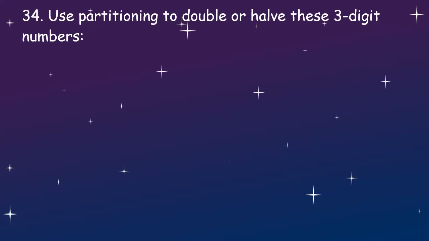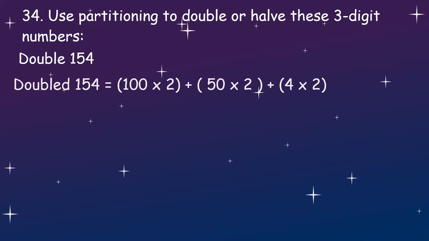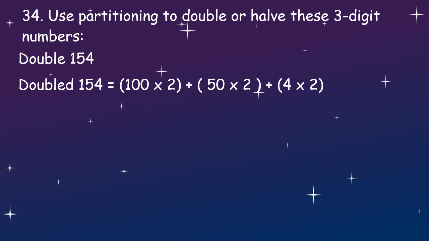Now let's partition 154, because I need to double it. 154 is equal to 100 plus 50 plus 4, and multiplying each by 2, we get 200 plus 100 plus 8. And when we add them all together, we get 308.